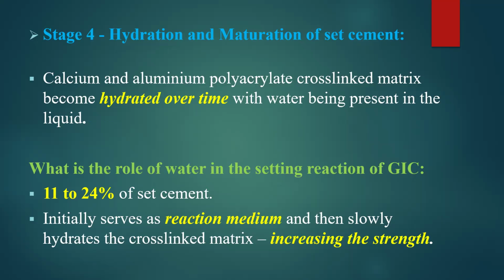So, what is the basic role of water in the setting reaction of GIC? 11 to 24% of the set cement is actually water. This is very important from a viva point of view as well as from a theoretical point of view, as well as from a clinical point of view. Initially, water serves as a reaction medium. So it provides a medium where the cross-linking between calcium polyacrylate and aluminum polyacrylate can take place. And then eventually, water helps in hydrating the calcium and aluminum cross-linked matrix, thereby helping in increasing the strength of the set cement.